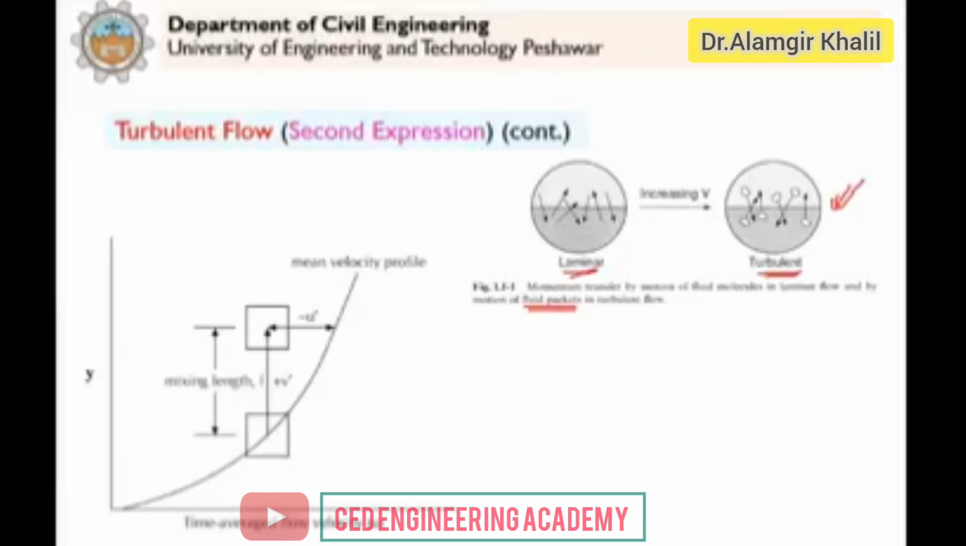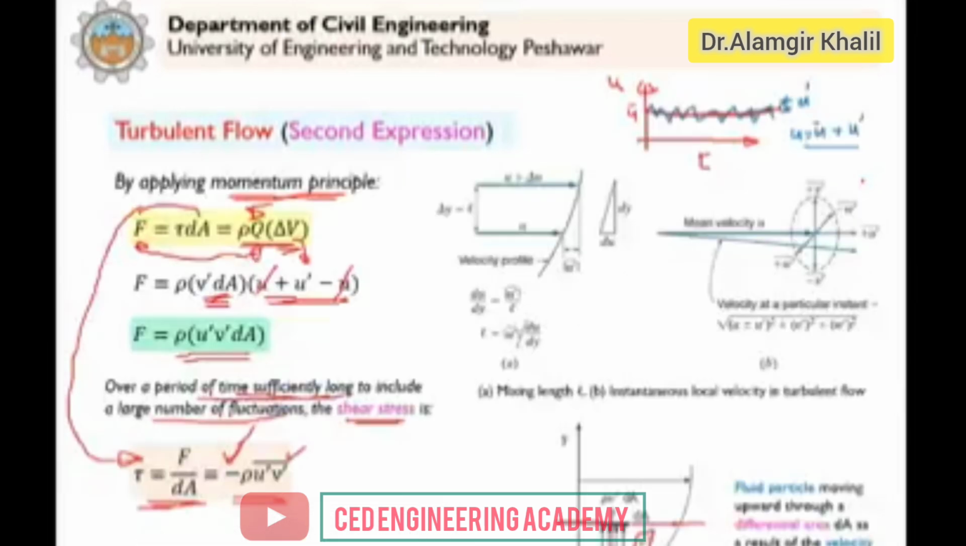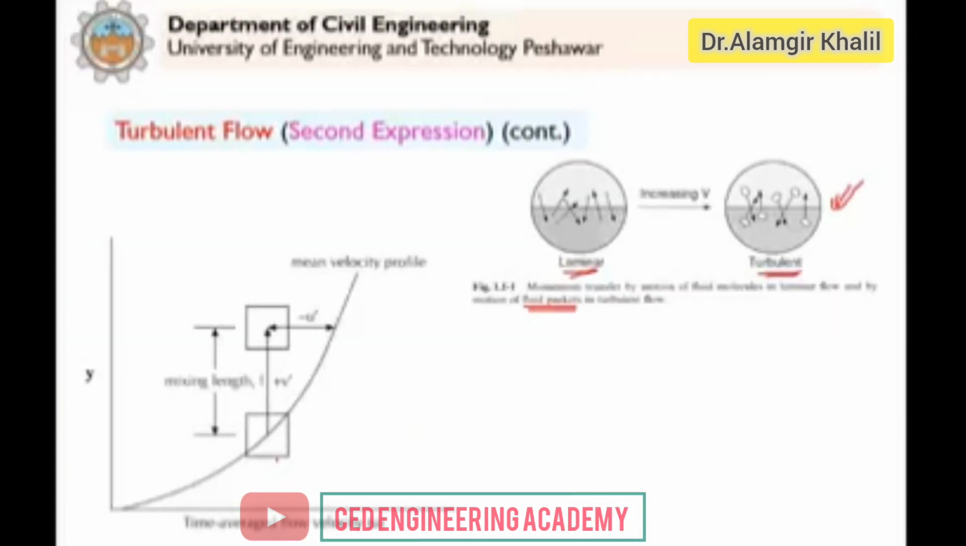Now, I tried to explain from where this negative sign comes. Clear? Why in this shear stress do we have the negative sign, minus rho into u dash v dash bar? This negative sign: whenever we have a fluid here, it moves from this layer to this upper layer.